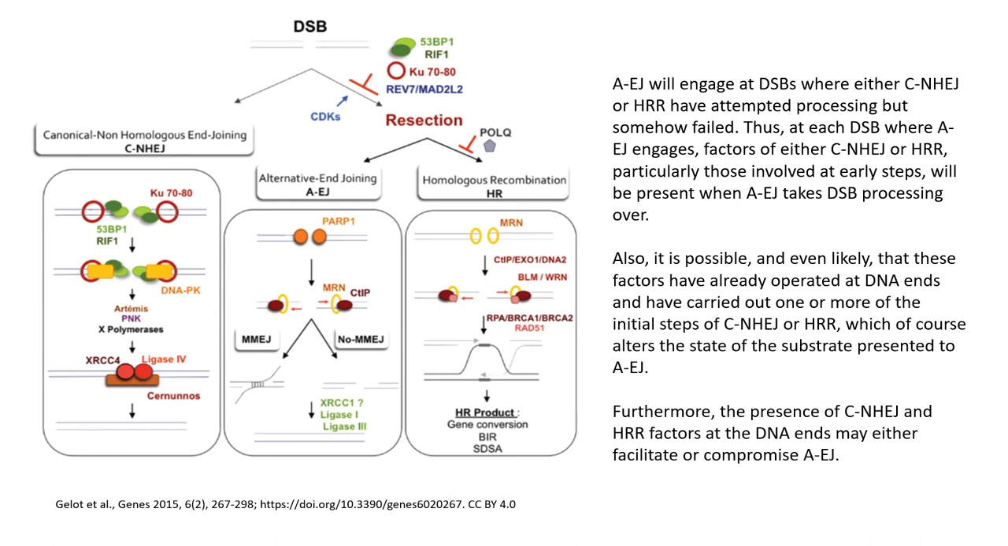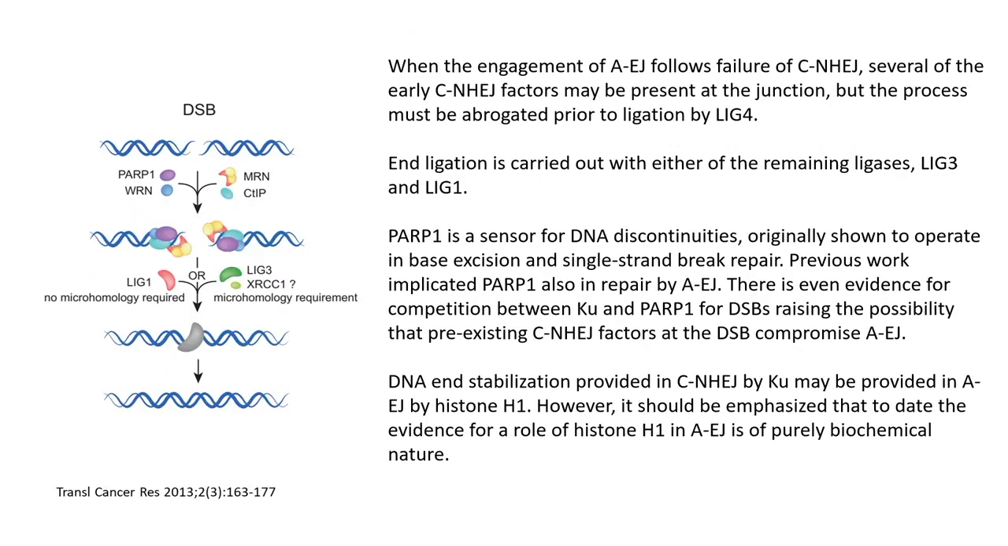Furthermore, the presence of the C-NHEJ and HRR factors at the DNA ends may either facilitate or compromise the operation of the alternative NHEJ. When the engagement of this alternative EJ follows failure of C-NHEJ, several of the early C-NHEJ factors are present, as already told you, but the process must be abrogated prior to the ligation by ligase 4. End ligation is carried out with either of the remaining ligases, ligase 3 and ligase 1.